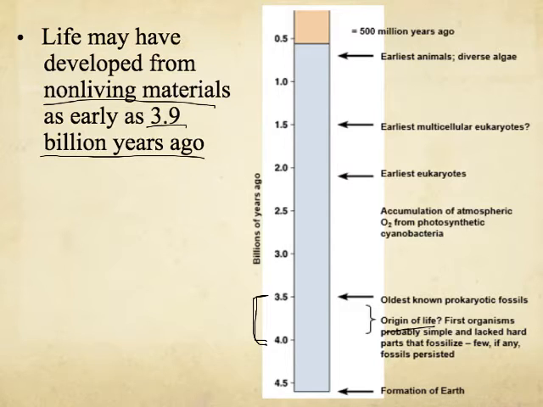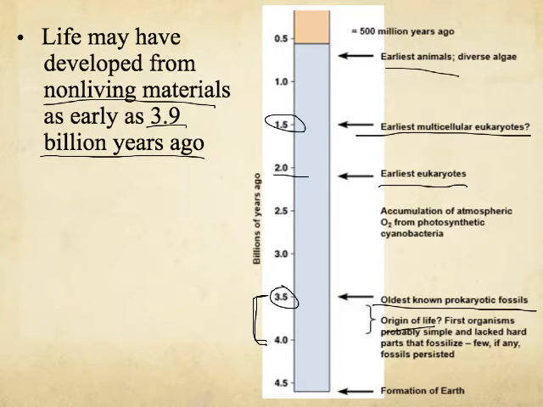We do know, mostly from the fossil record, that we saw the first eukaryotes around 1.9 billion years ago. We see the first prokaryotic fossils around 3.5 billion years ago. Multicellular organisms around 1.5, and then animals didn't come until about 0.6 billion years, about 600 million years ago.